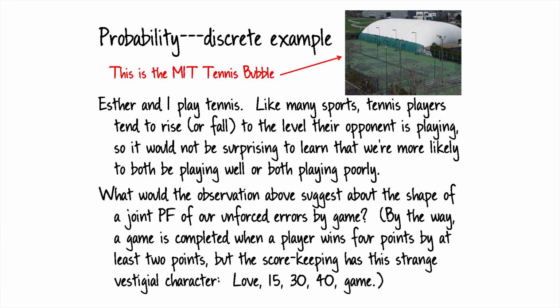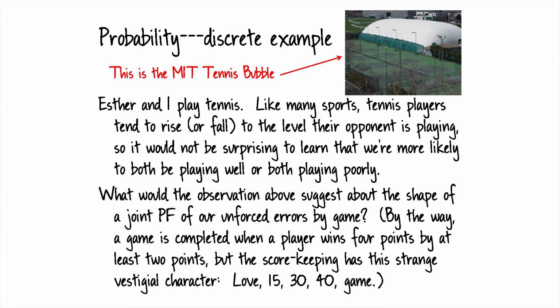So anyhow, it's not surprising that on any given day, Esther and I, if we're playing each other, might both be playing well or both be playing poorly, okay? What would that observation suggest about the shape of the joint probability function of our unforced errors by game?